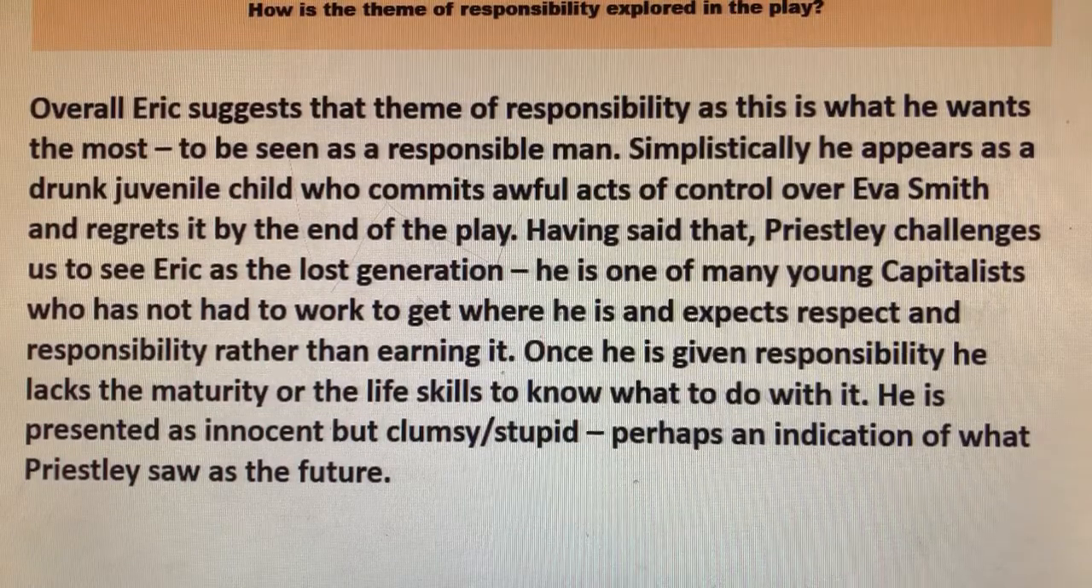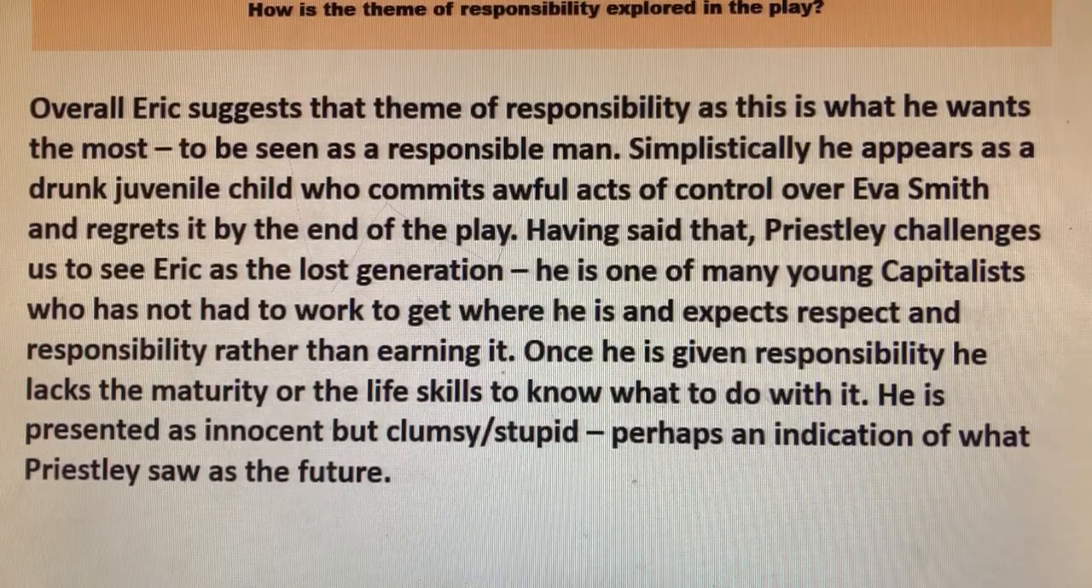Notice I've linked to capitalists here. I've used my context notes to help me explore a deeper understanding of Eric and who he is as a person or construct. Then the word responsibility that's in the question appears frequently in my opening paragraph. I've clearly said what most people would think about Eric: simplistically, he appears as, but then I've gone on to say what Priestley might actually be saying with the character. Having said that, Priestley challenges us to see Eric as the lost generation.